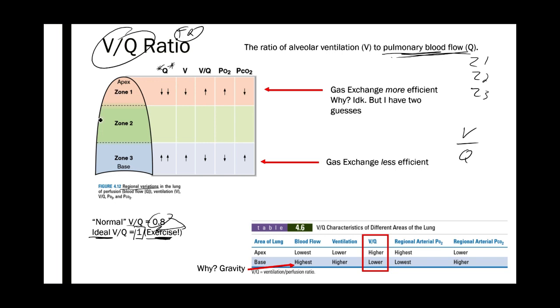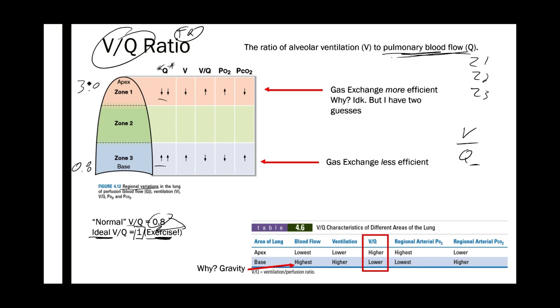And as you move down, see how there's 2 arrows to represent the changes in Q. The changes in Q, the denominator, are going to be the biggest driving force for the overall change in the ratio. So up here, the VQ ratio is going to be about 3, and down here it's going to be 0.8.